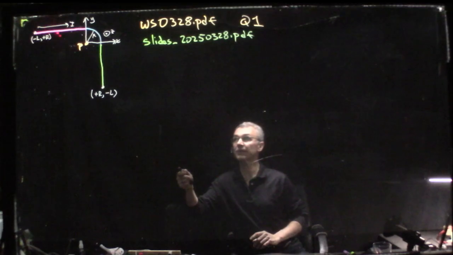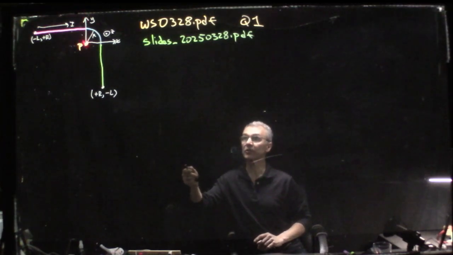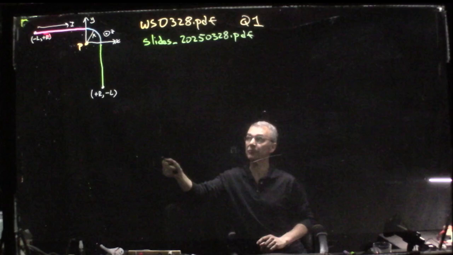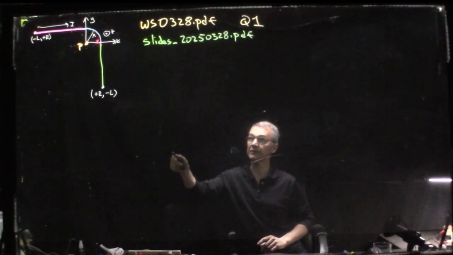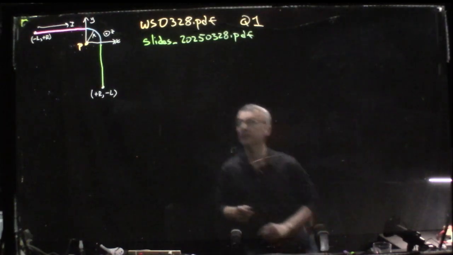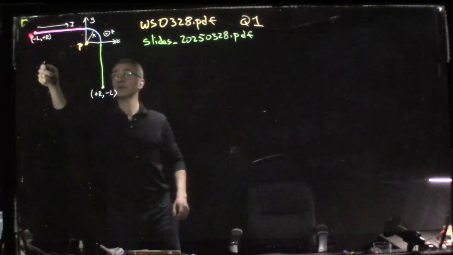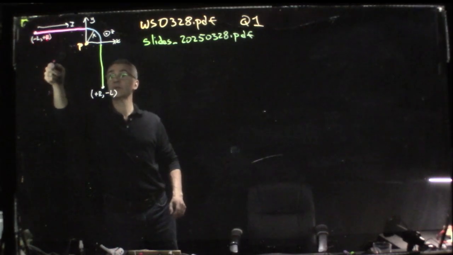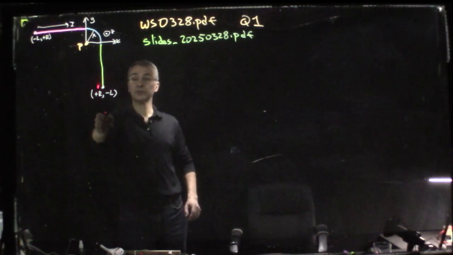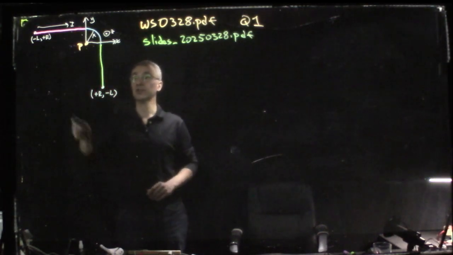So I start by defining a coordinate system. I put the origin at this point P where we want to evaluate the magnetic field. The length of this magenta segment is L. The length of this green segment is L. And the radius of curvature of this blue segment is R. So then this point is x equals minus L, y equals plus R. This point is x equals plus R, y equals minus L.